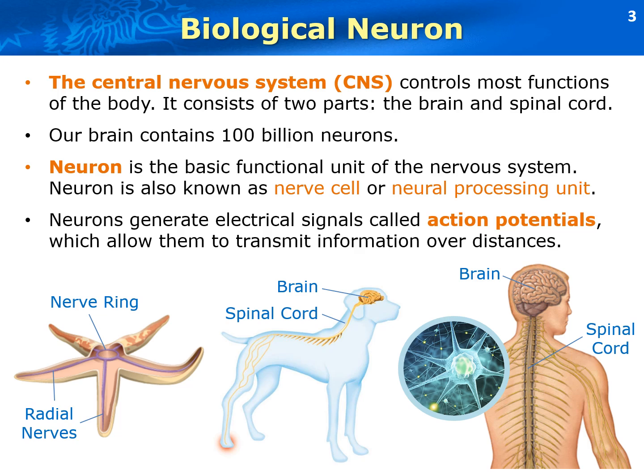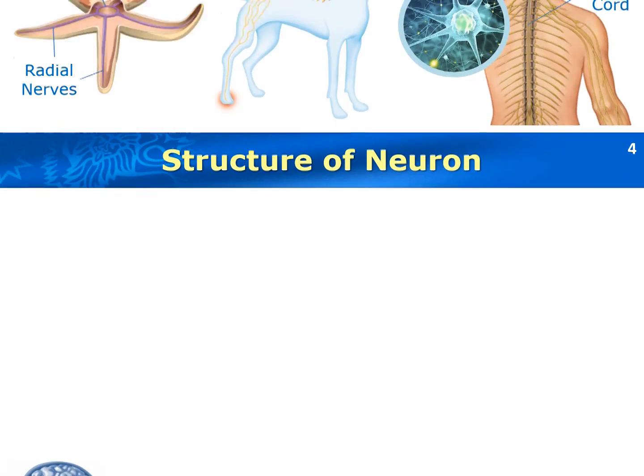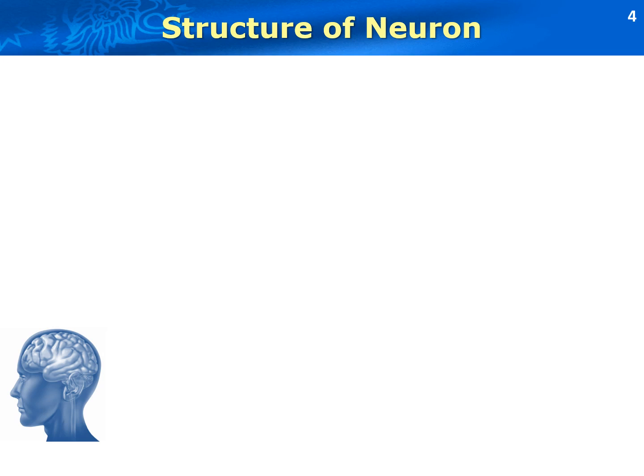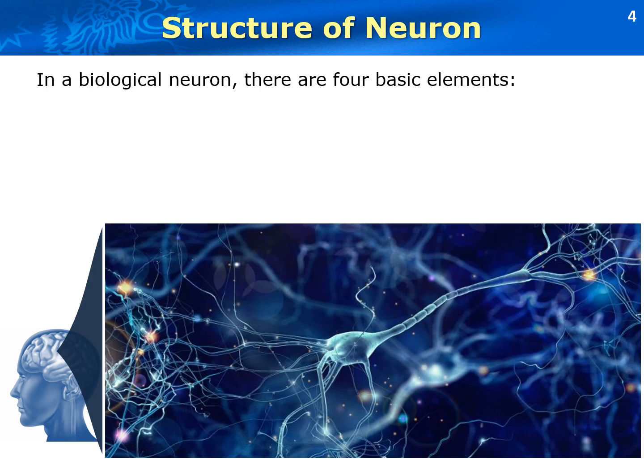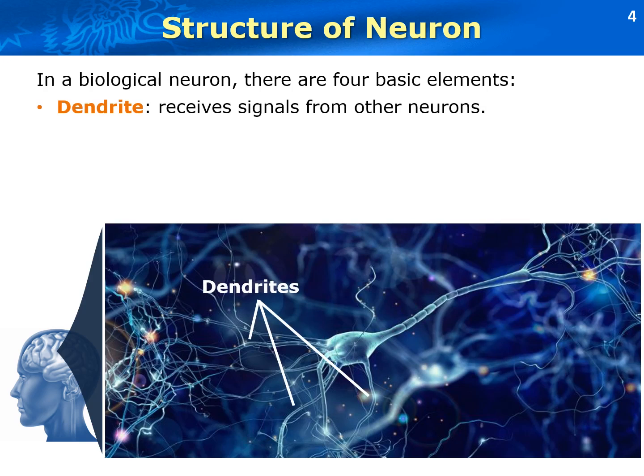To better understand how information is transmitted through the neuron, let's first take a close look at the structure of the biological neurons. In a biological neuron, there are four basic elements. The first part is dendrite, which receives signals from other neurons, and then passes this information to the cell body. Dendrites can be regarded as the input.